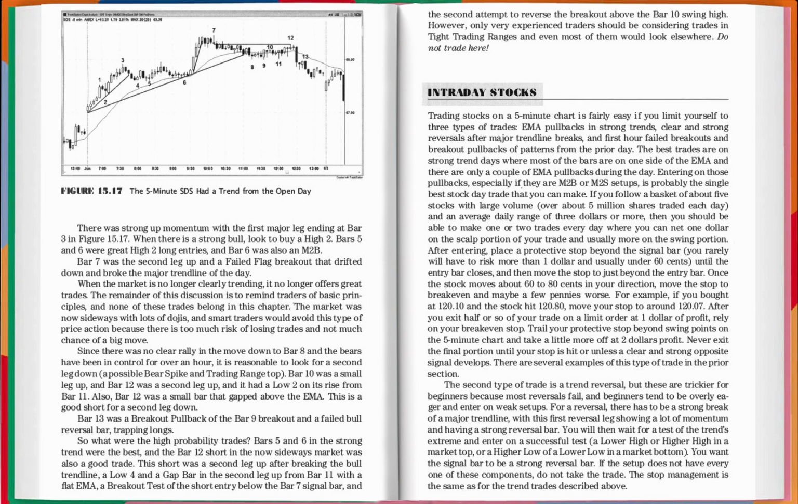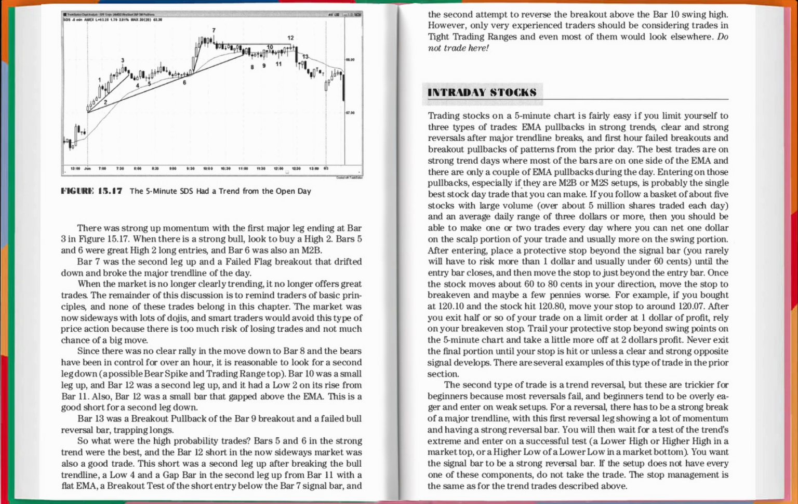Intraday stocks. Trading stocks on a 5-minute chart is fairly easy if you limit yourself to 3 types of trades: EMA pullbacks in strong trends, clear and strong reversals after major trend line breaks, and first-hour failed breakouts and breakout pullbacks of patterns from the prior day.